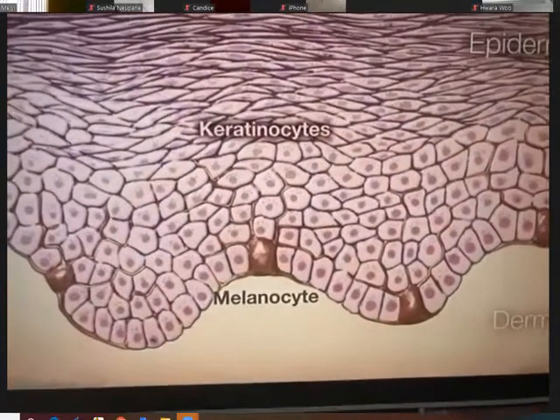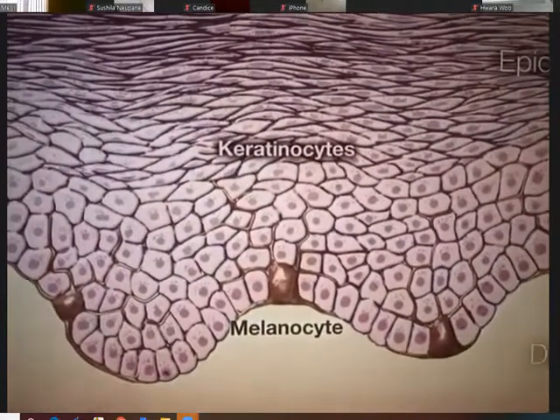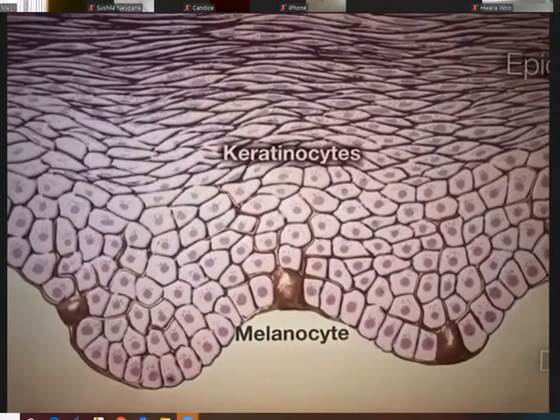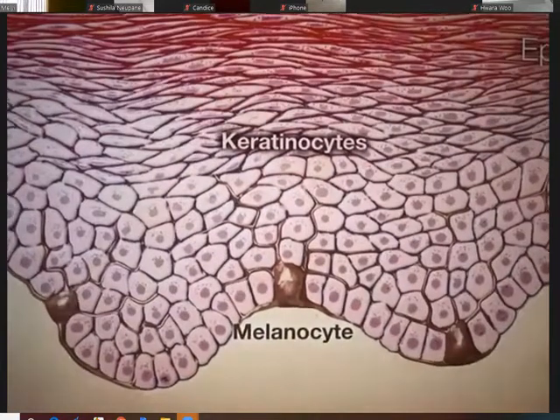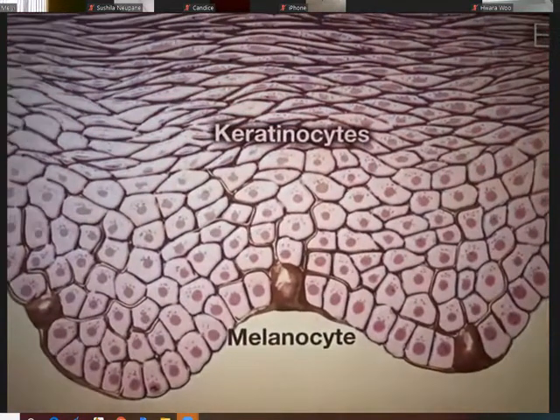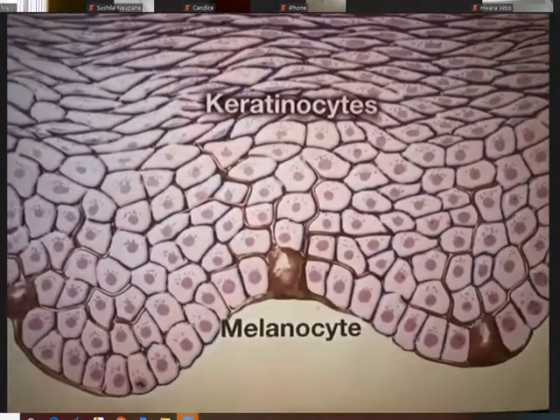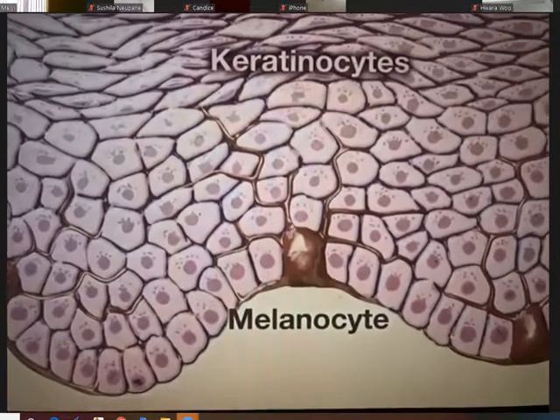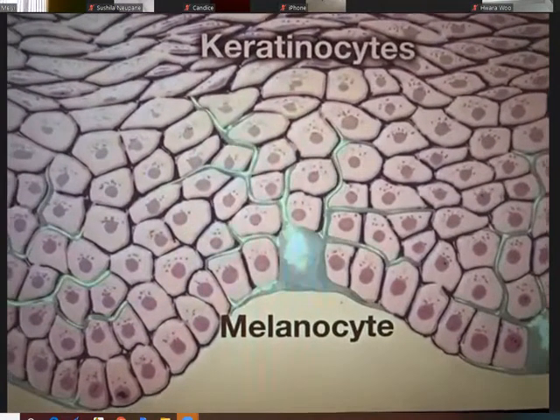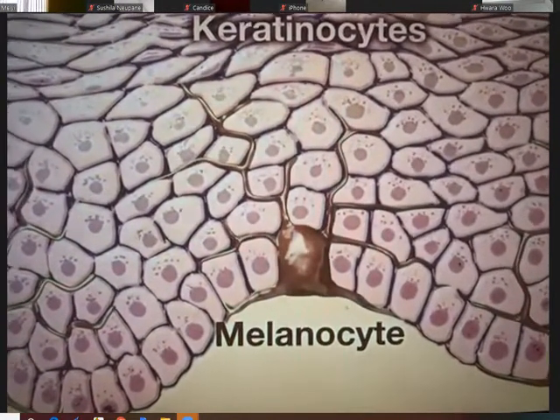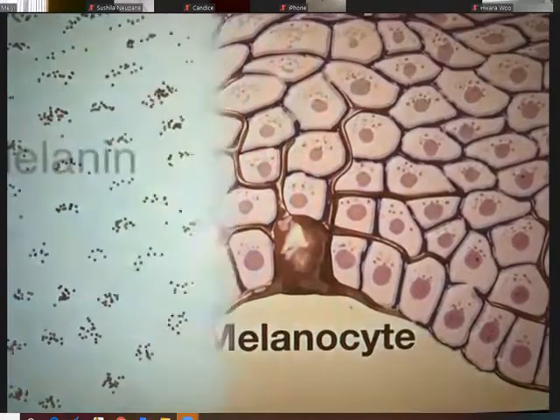The keratinocytes are the cells that form the surface of the skin and are on the front line for taking insults from the environment. Deeper down in the epidermis, right at the base of the layer, we find the melanocytes. These star-shaped cells produce the important pigment melanin.